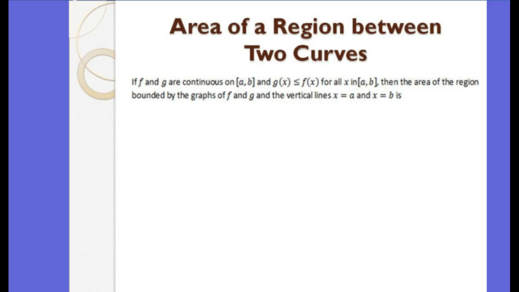Okay? So the area of a region between two curves. If f and g are continuous on a and b, and g is always less than f. Why is that important? What happens if g were bigger than f? Then you'd be subtracting a big number. It would be g minus f, not f minus g, right?